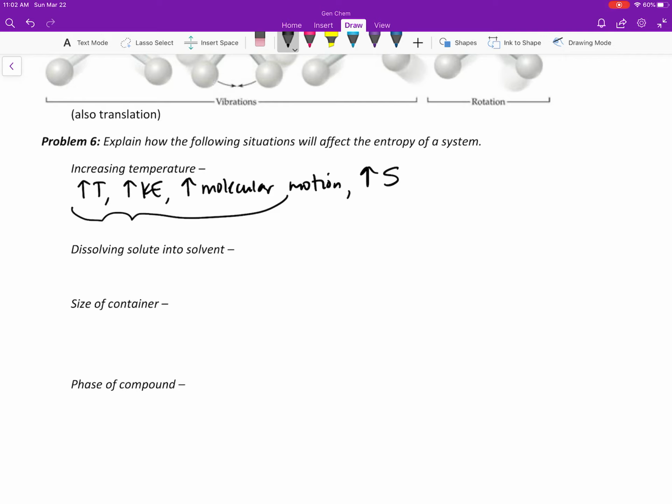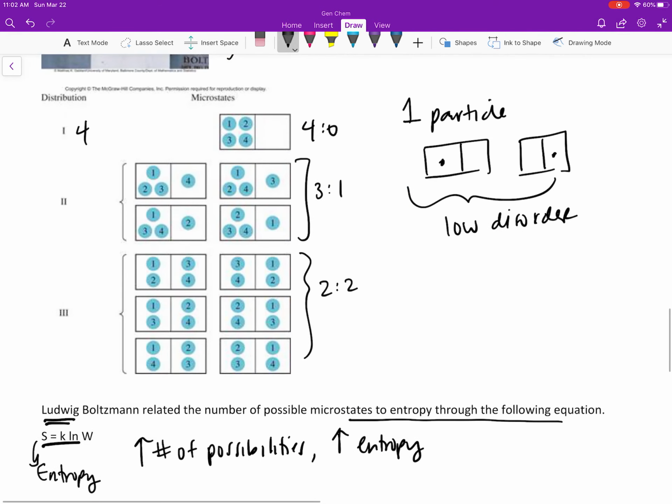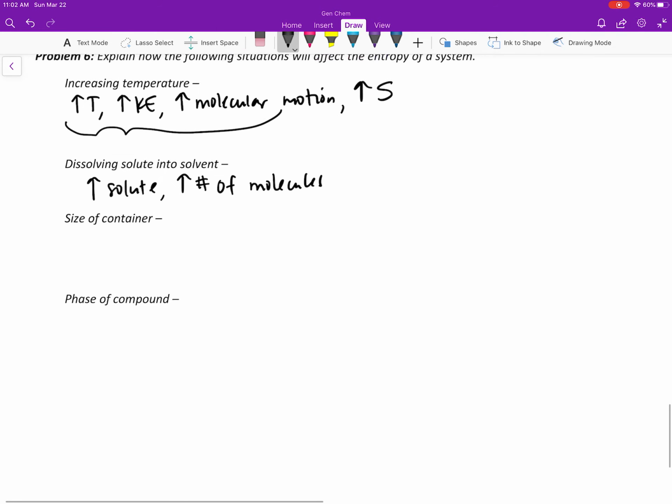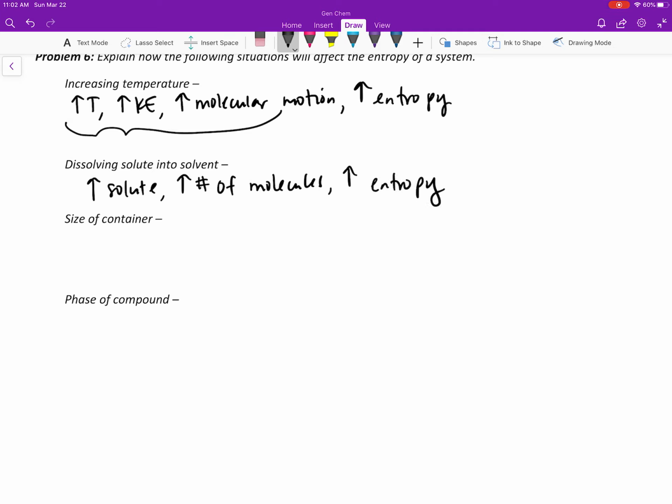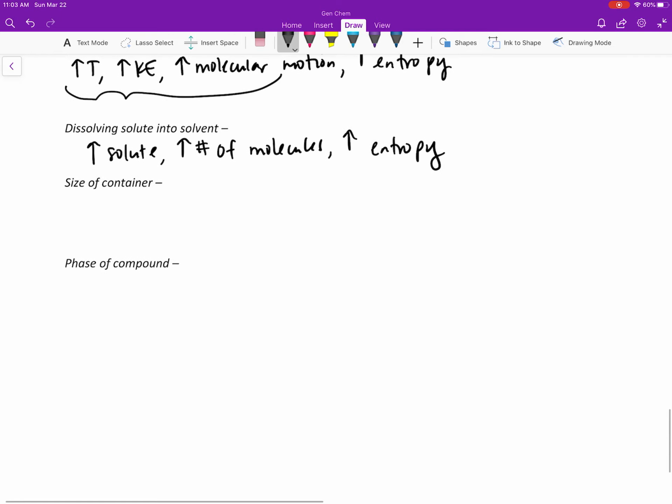Okay. Dissolving solute into a solvent. Well, as I increase the solute, I am increasing the number of molecules, which if I think about my images up here, I'm going from 1 particle to 4. I'm going to write entropy for now until we get used to the capital S, okay? Because we tend not to like entropy for the fact that it is an S as its variable, okay? So, as we dissolve more solute and solvent, we're increasing entropy.